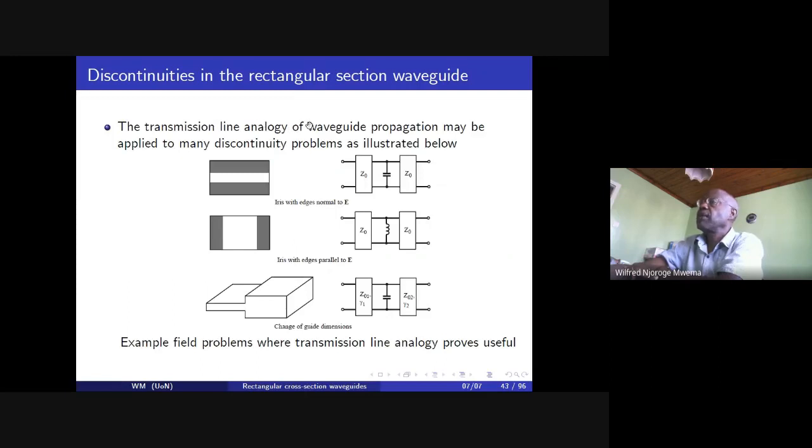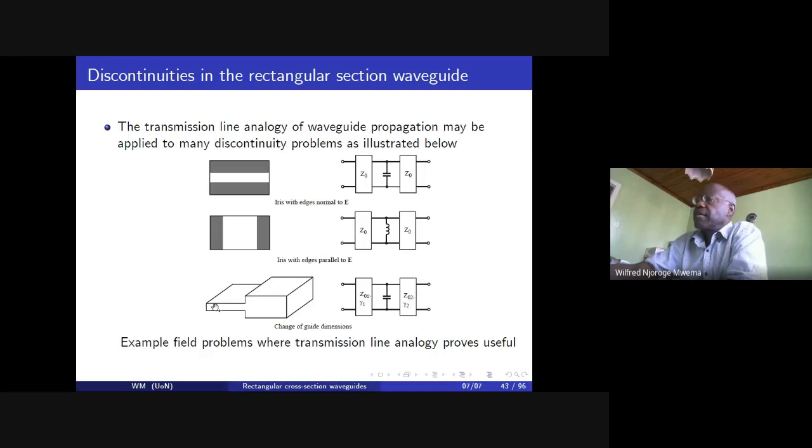So the transmission line analogy of waveguide propagation, which we already have looked at, may be applied to many discontinuity problems as illustrated below. That is, when we have an iris, the position of the iris can be represented by a lumped capacitor, for that capacitive iris, to take care of the discontinuity, and then the rest of the waveguide will proceed. That is, these are sections of the waveguide with a characteristic impedance Z naught, which we showed already can be obtained in terms of ZTE or ZTM and so forth. And Z naught will be the same on the other side of the discontinuity. Now, if we have an iris parallel to the E, then we can introduce an inductance rather than a capacitance, and again we have the same thing.